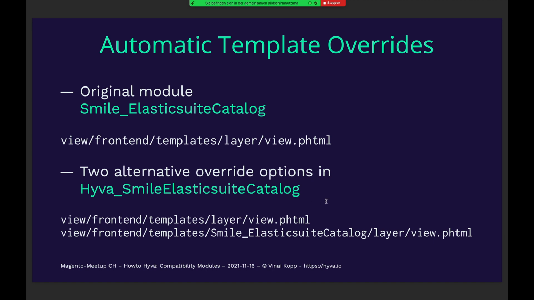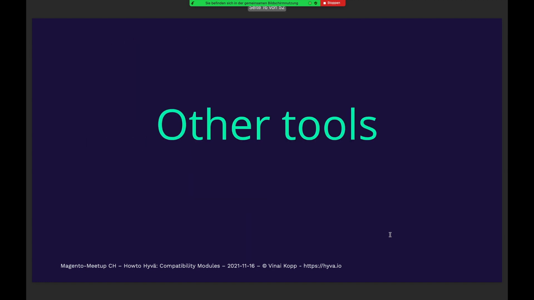Or, and that's a special case, if a compatibility module covers multiple original modules, then we could also put it into a subdirectory within templates named after the original module, right? And then that would also be used. So we just copy over the template and can start adjusting it without having to do any layout XML stuff. It just makes the whole workflow of creating these kind of compatibility modules easier, less work. Okay, but that's just a small thing, so let's have a look at what else is usually a good idea to do when building these modules.